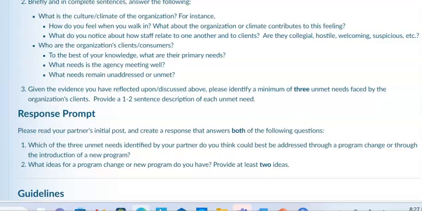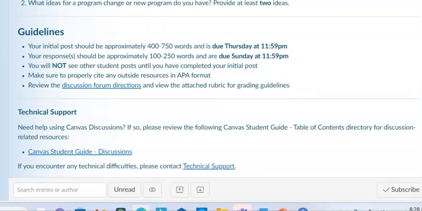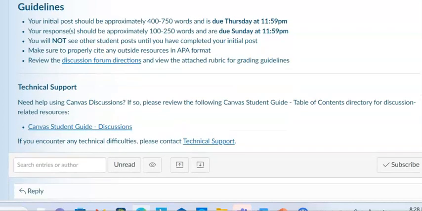You are going to respond to your partner's initial post and create a response that answers both of the following questions. Which of the 3 unmet needs identified by your partner do you think could be best addressed through a program change or through the introduction of a new program? And what ideas for a program change or new program do you have? Provide at least 2 ideas. So your initial post is due Tuesday. Your response is due by Sunday.